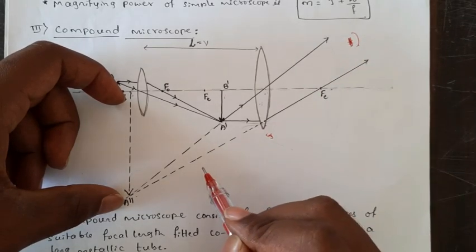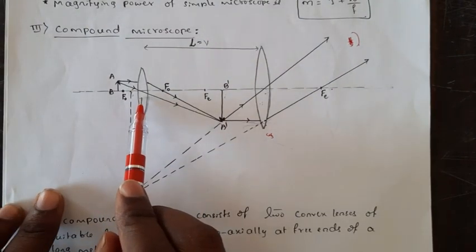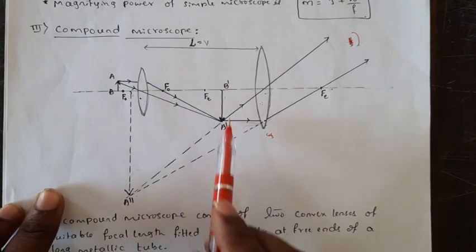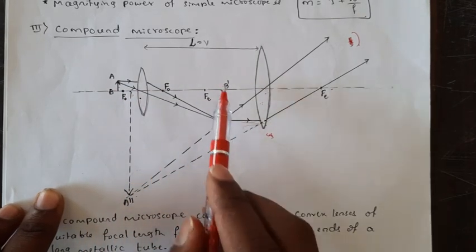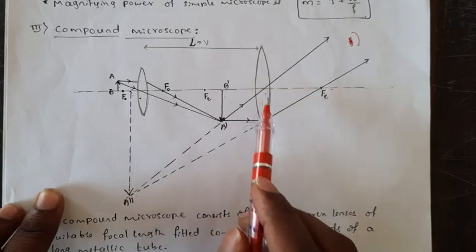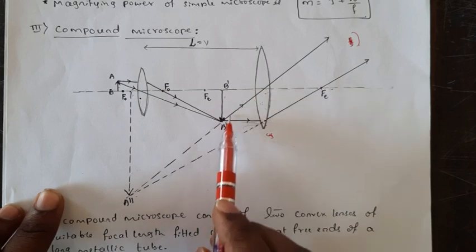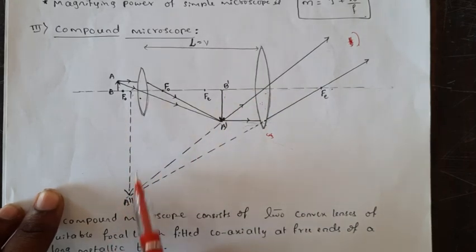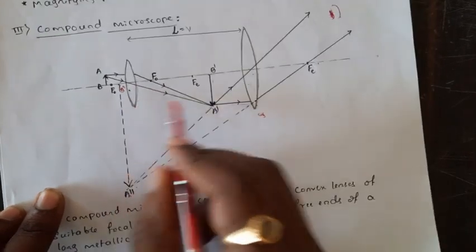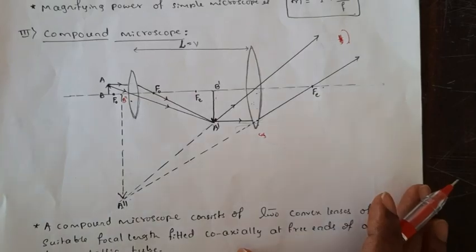So what happened now? First, this objective lens gave the magnified image a dash b dash, and a dash b dash is formed in front of the eyepiece within its focal length. As a result, again there will be a magnified image a double dash b double dash on the same side of this lens. Is it clear?